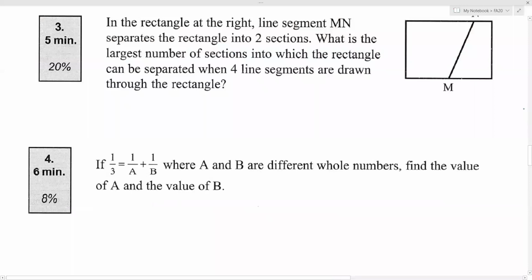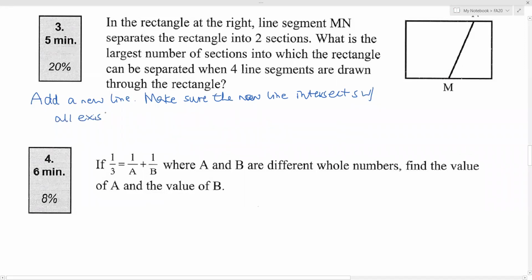Anyways, so Charlie said cross. So the trick here is to intersect. Every time you add a new line, you want to make sure the newly added line intersects with all existing lines. Okay?